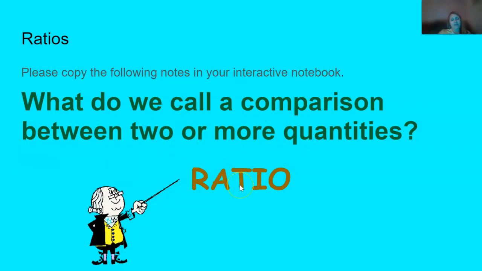So a ratio is comparing two quantities. So cats to dogs or boys to girls, apples to oranges. It can compare three things. It can compare four things. So apples to oranges to bananas. That is what a ratio is.